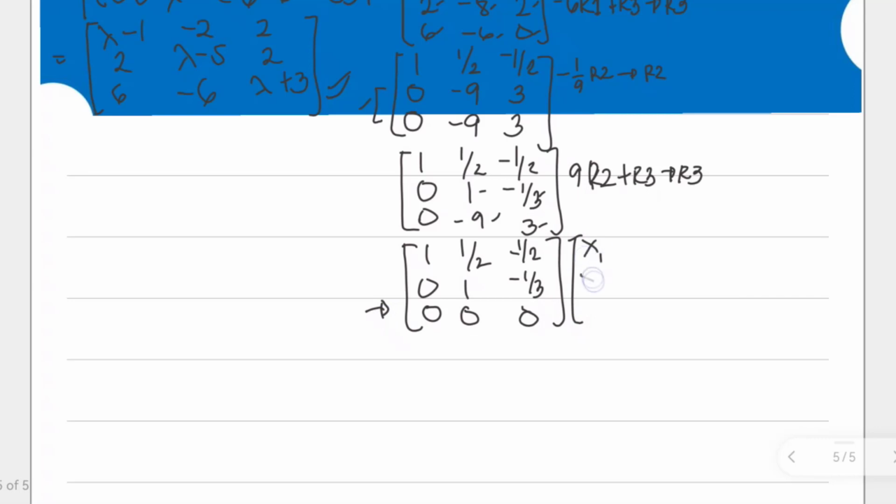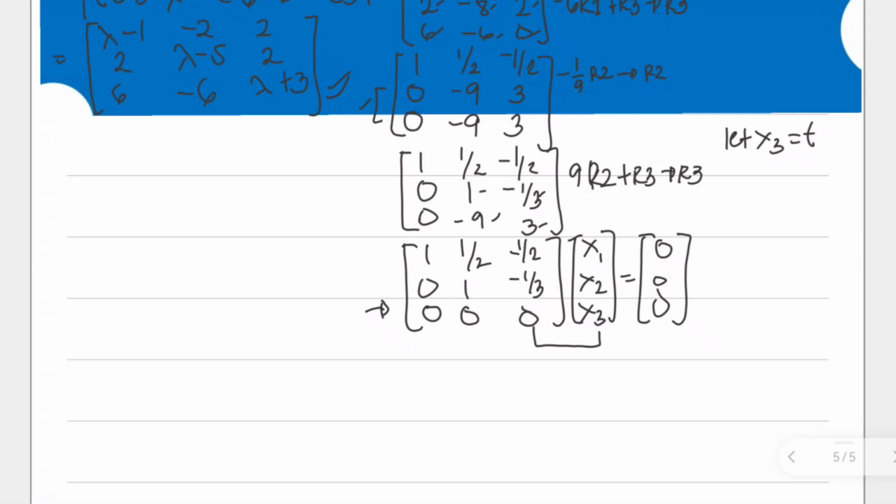Now that it is already in row echelon form, let's return to the form earlier, because we could see here that x sub 3 doesn't have any exact value. So we are going to let x sub 3 be an arbitrary variable t. Okay, so if that would be the case, using the second row, you will have here x sub 2 and then minus 1/3 of t equals to 0.